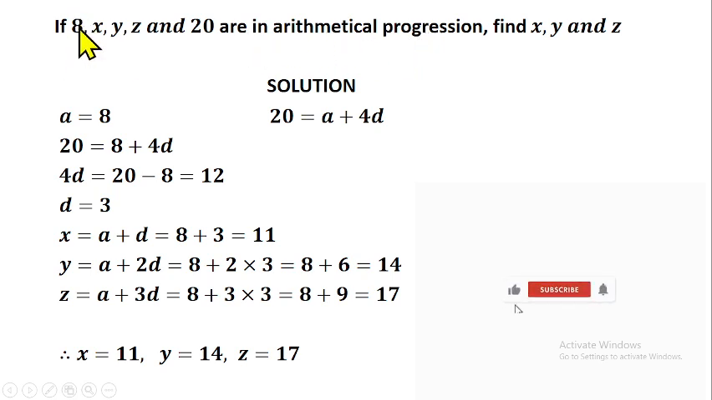We know the first term. What's the first term? Our a is 8, x is the second term, y is the third term, z is the fourth term, and 20 is the what? Fifth term. Do we understand? Which we can also call the last term. 20 is the last term, or we can also call it the fifth term. So since they follow each other like that, we know the first term. The first term is 8.